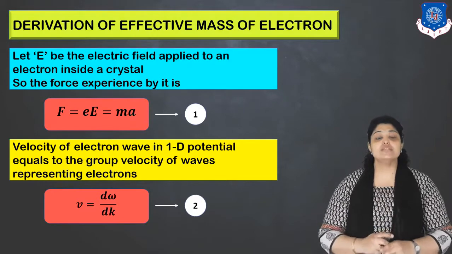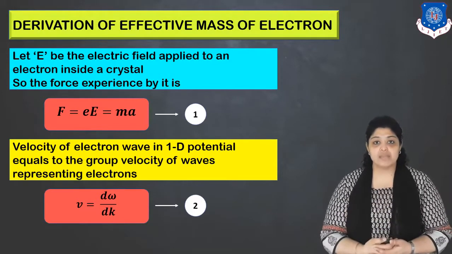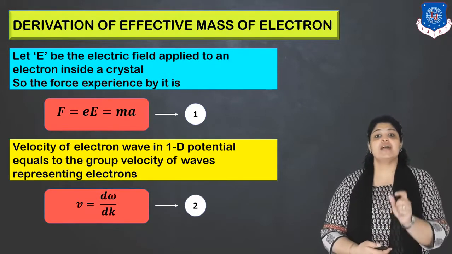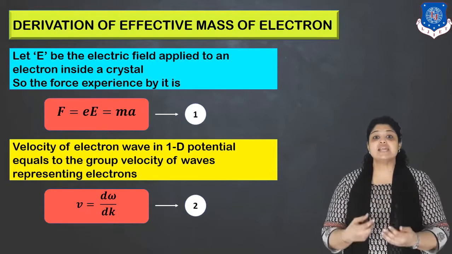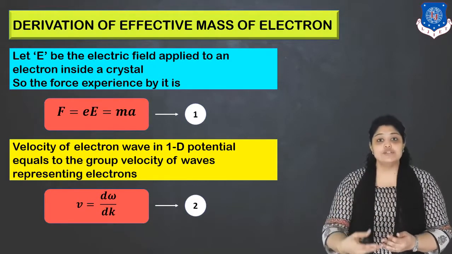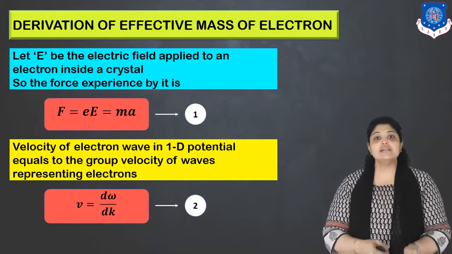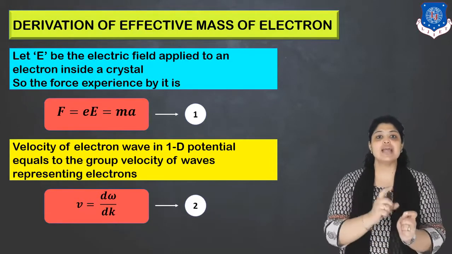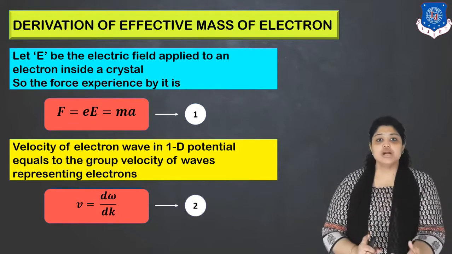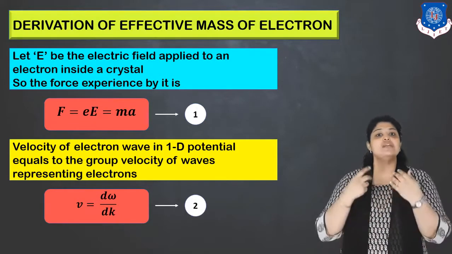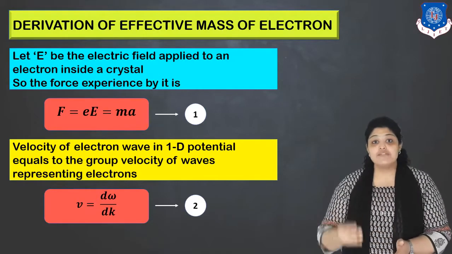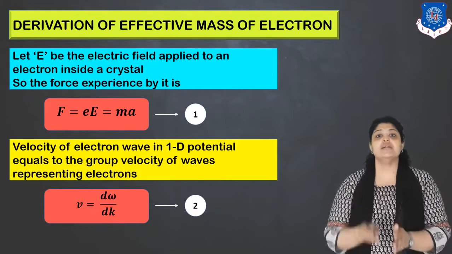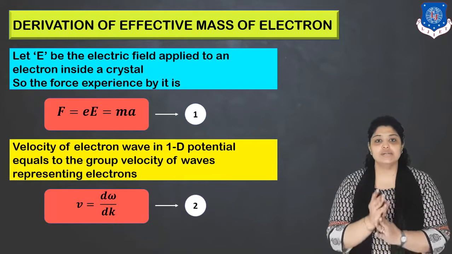Comparing these two equations, we have eE = ma, and here we define m as eE by a. Because the electron is under the influence of two forces, the acceleration will change, because e and E are constant. Charge of electron is constant and the electric field applied is also constant. We apply a fixed value. So if acceleration changes, definitely the mass is going to be altered.